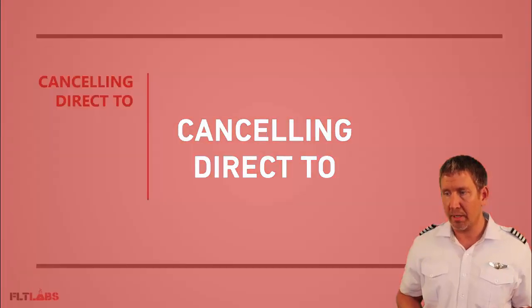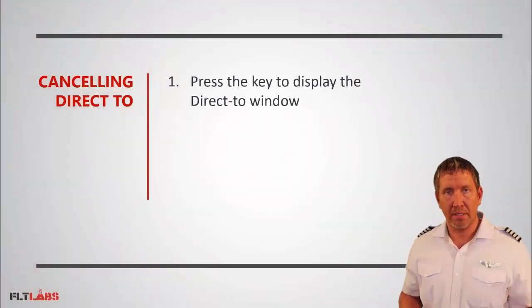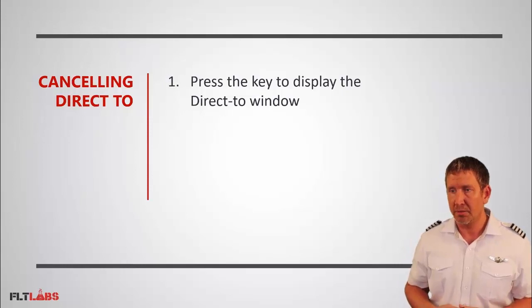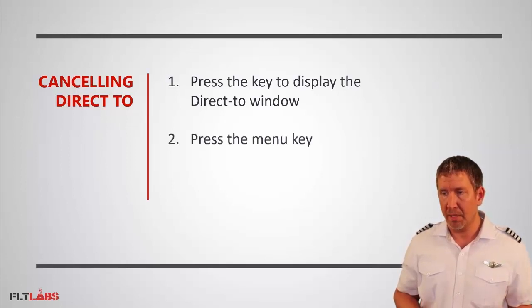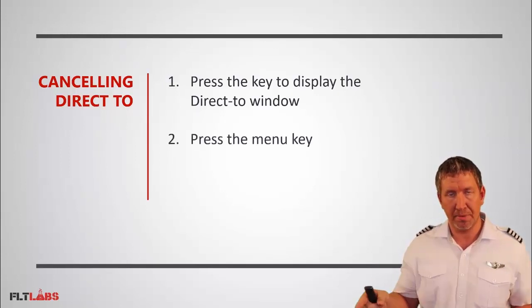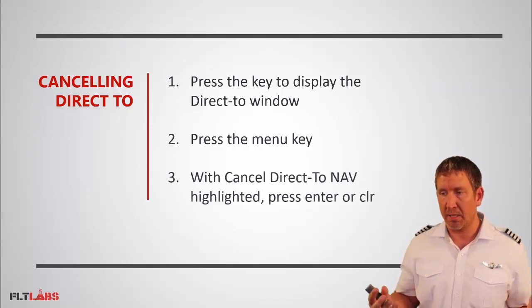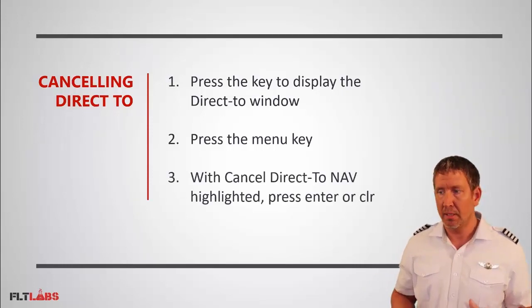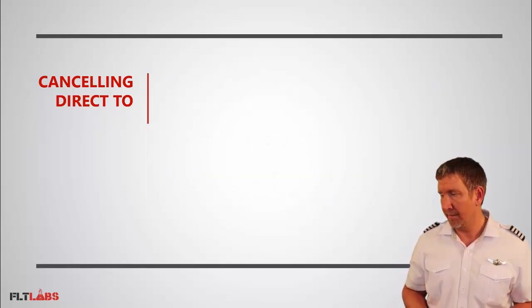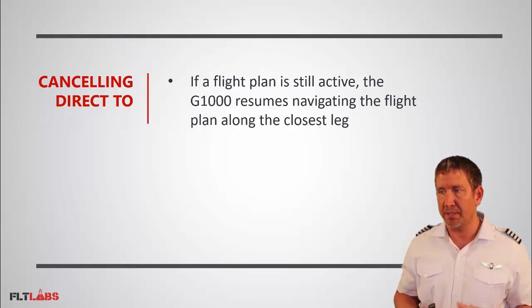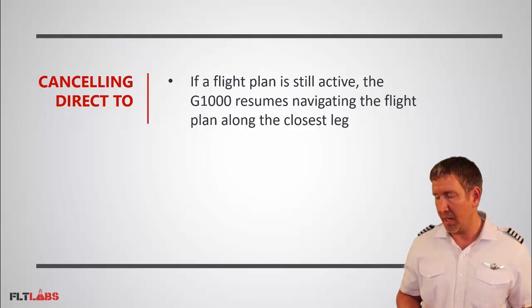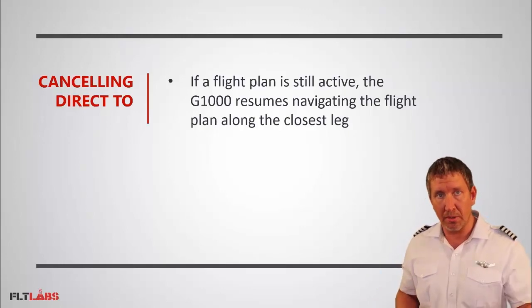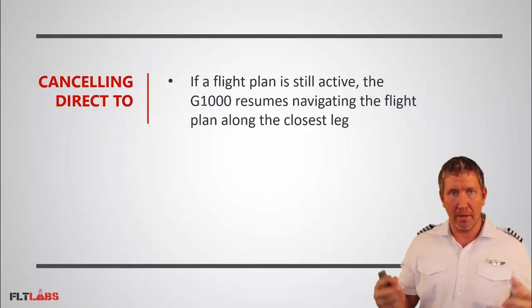Alright, canceling direct to. If we want to cancel it, we're going to press the key to display the direct to window. So we'll press the direct button. That page will come up, and then we'll press menu, which is right beside it, and it'll say cancel direct to nav, and then we'll press enter to clear it out. Don't worry, we're going to show you a video. If a flight plan is still active, the G1000 resumes navigating along that flight plan to the closest leg. Now we're going to get into a video. I'm going to show you those steps, and then it'll make a lot better sense to you.